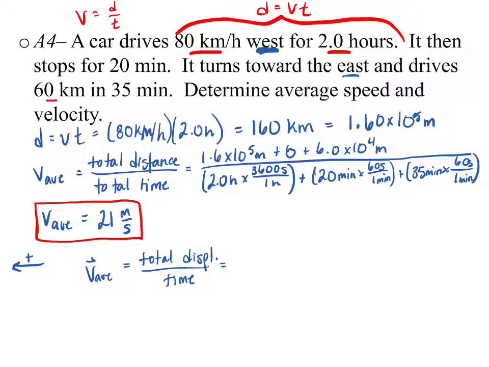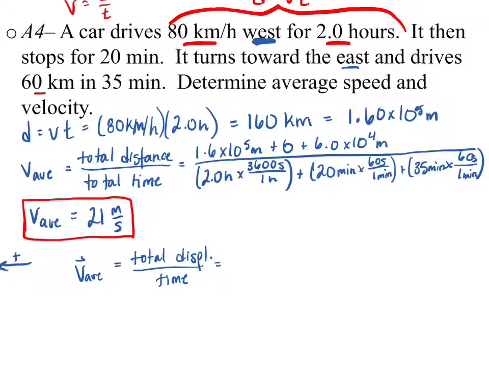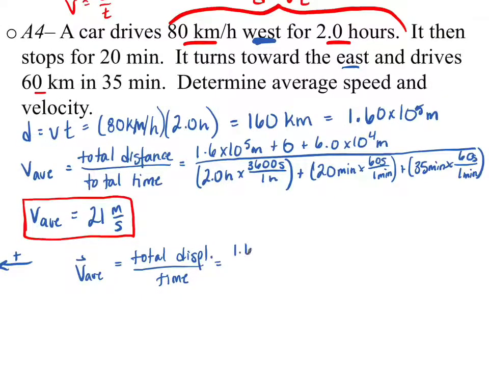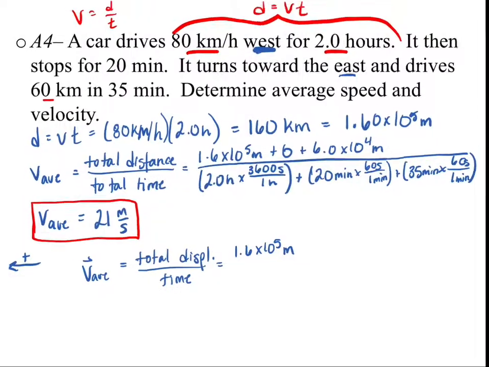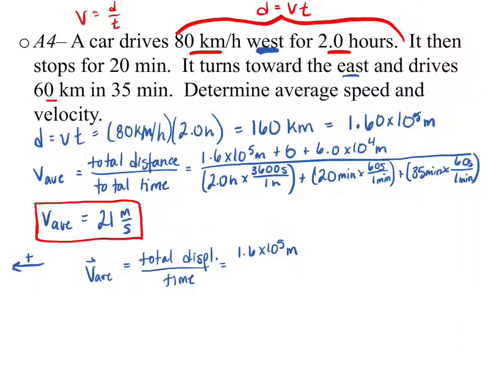Okay, so now we're going to do average velocity, and remember that's total displacement over the total time. Okay, so it's going to look a lot like the one that I just did. The 1.6 times 10 to the 5 meters, or the 160 kilometers, it went there. Remember, it was west, so I'm going to keep that as positive. And then we have the 0 meters that doesn't have direction because it's at rest. And then we had the 60 kilometers that's going east. So since that's opposite of west, that's going to be negative. So I'm just going to make that a negative 6.0 times 10 to the 4 meters, okay?